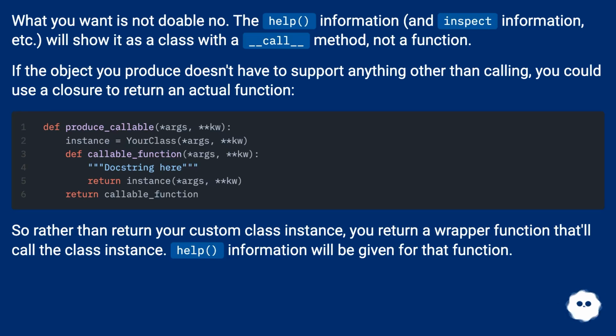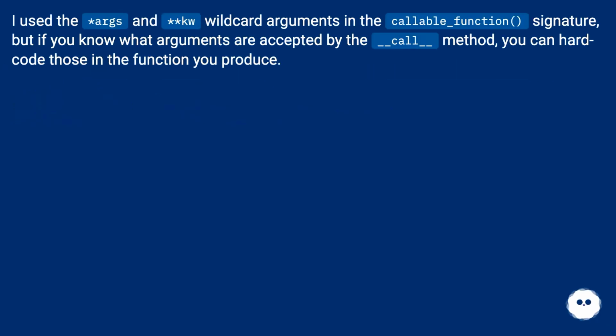So rather than return your custom class instance, you return a wrapper function that'll call the class instance. Help information will be given for that function. I use the *args and **kw wildcard arguments in the callable_function signature, but if you know what arguments are accepted by the __call__ method, you can hard code those in the function you produce.